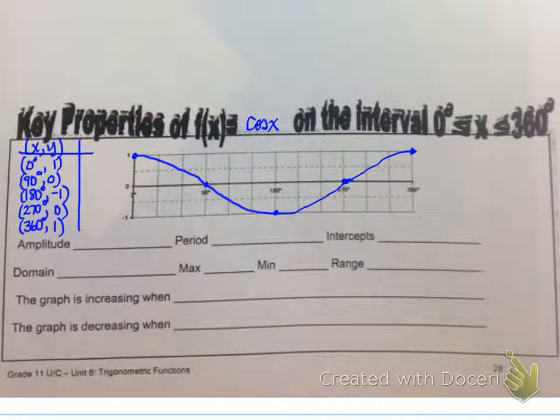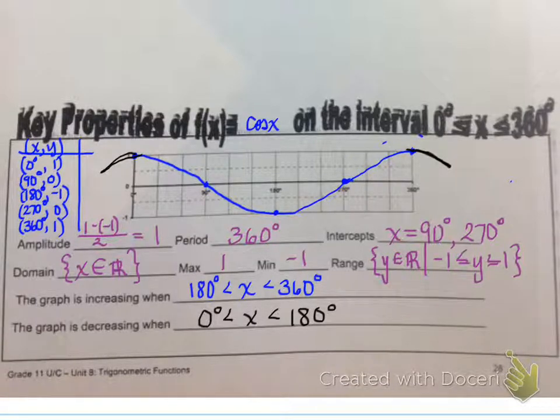Like the sine, the cosine looks like a sideways C, while sine looks like a sideways S. What we're doing is filling in the amplitude, the period, the intercepts, the domain, the max, min, the range, and when it's increasing and decreasing. Hopefully you got all these values. These are important to note and to understand, especially if you're moving on to the grade 12 level.